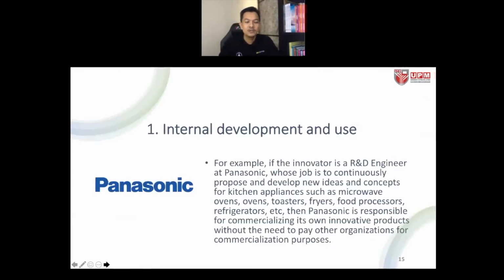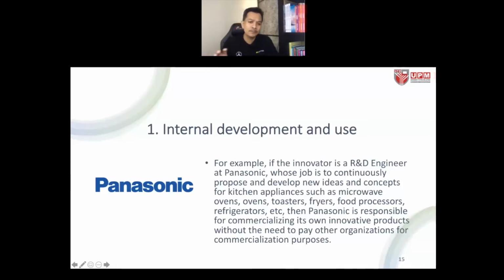Okay, so for example, a company like Panasonic, if the innovator is an R&D engineer whose job is to continuously propose and develop new ideas and concepts, for example kitchen appliances such as microwave ovens, toasters, fryers, food processors, refrigerators, then Panasonic is responsible for commercializing its own innovative products without the need to pay other organizations for commercialization purposes.